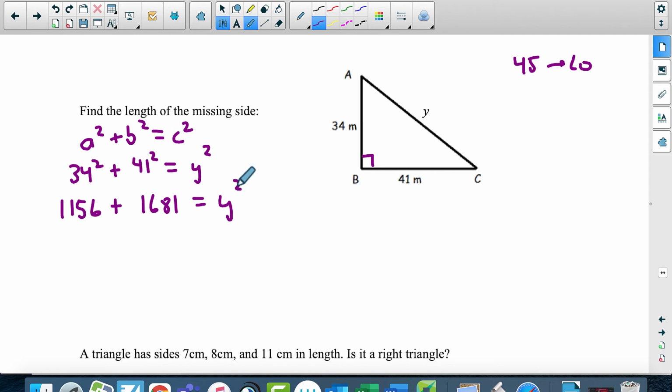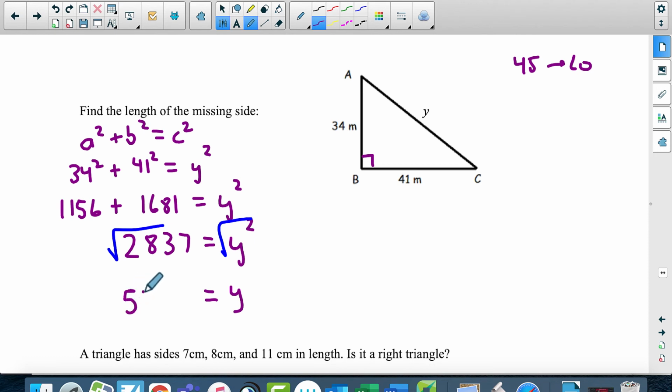Now we'll add these together, and you get 2,837. Is that what I said? If so, I'm mildly impressed with myself. There's no way that that's the right answer, 2,837. What have we forgotten to do? What you'll always do as your last step is undo the squaring by taking the square root of both sides. When you take the square root here, it gets rid of the squared, and you're just left with y. When you take the square root of 2,837, you get some crazy decimal. That's okay, decimals work. We'll round to one decimal place: 53.3.